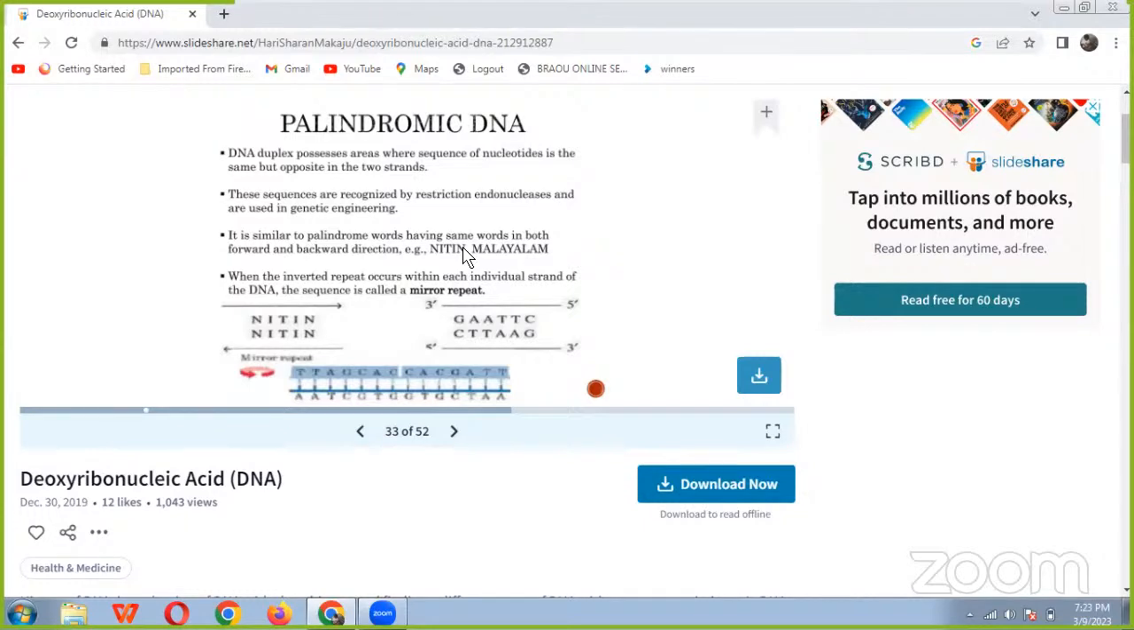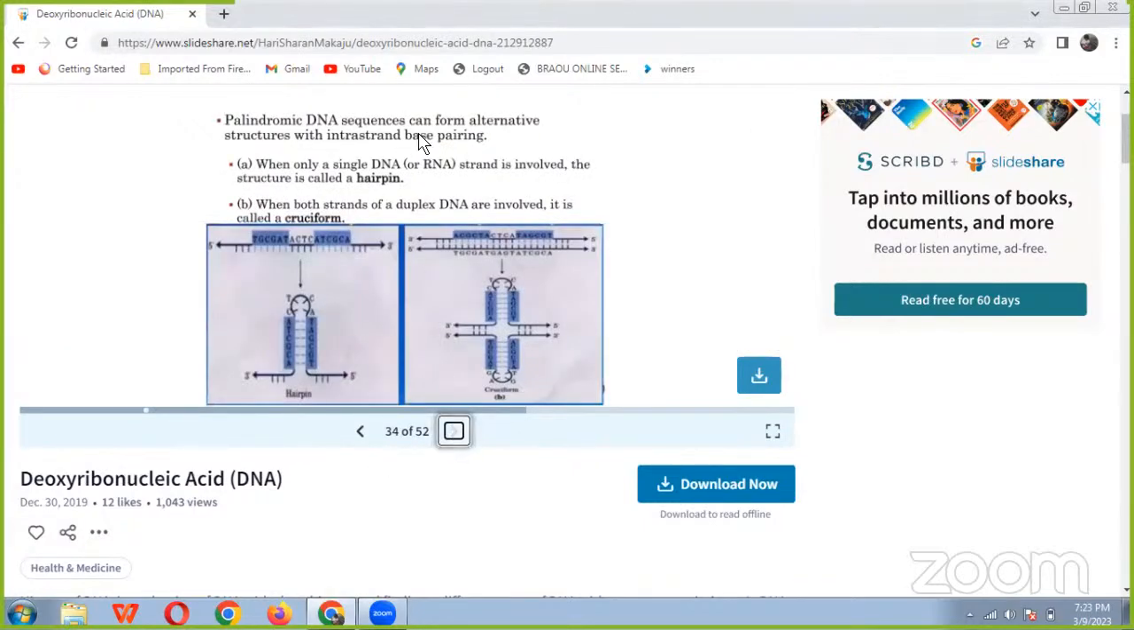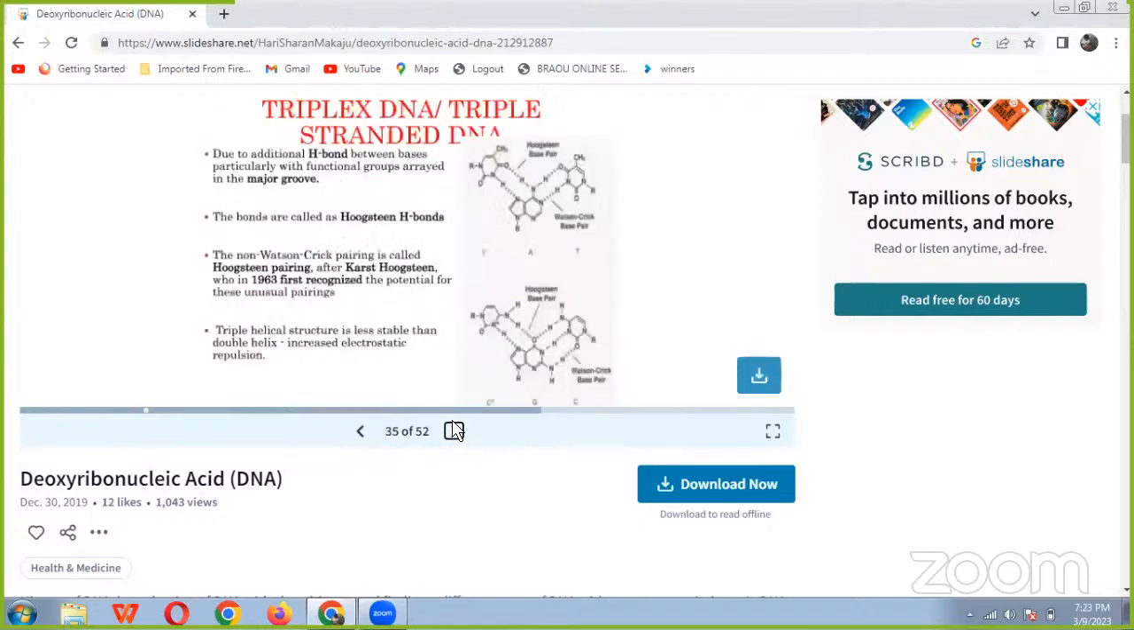When an inverted repeat occurs within each individual strand of DNA, the sequence is called a mirror repeat palindrome. Palindromic sequences can form alternate structures with strand pairing, such as triplex DNA.